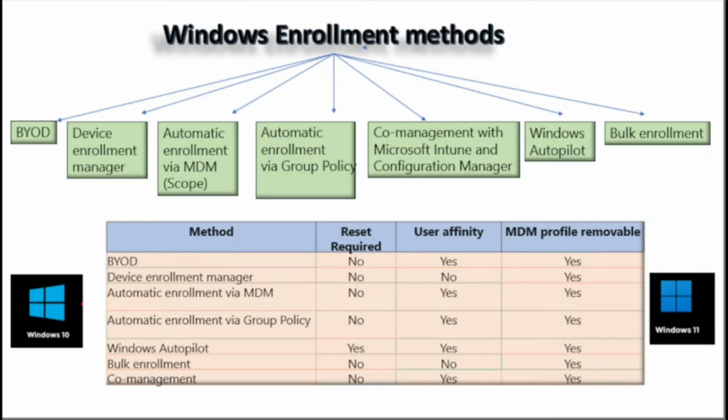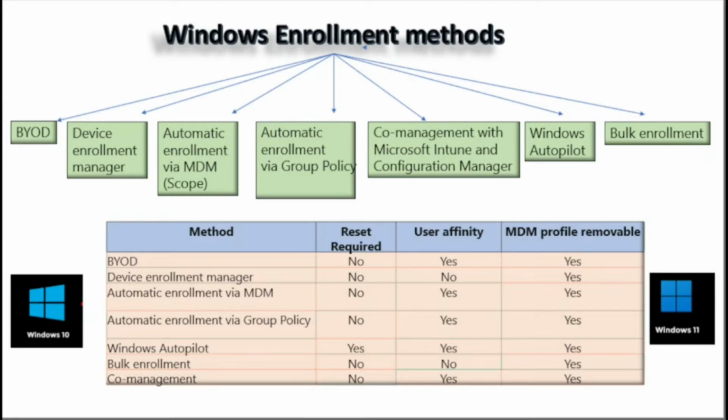Commonly used enrollment methods are bring your own devices, also known as BYOD, in which users are allowed to bring their device and use company resources. In this case, user needs to use company portal to register the device in Intune.